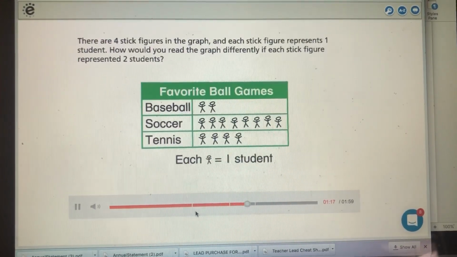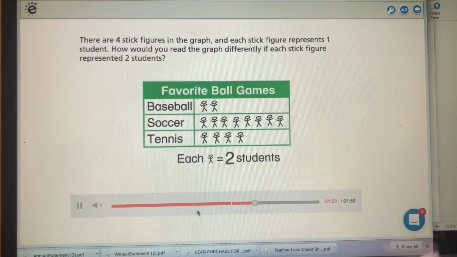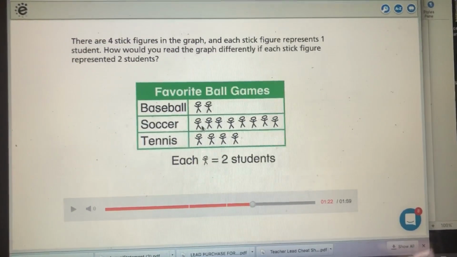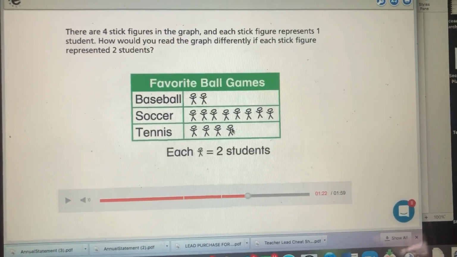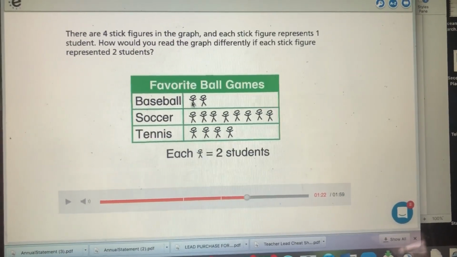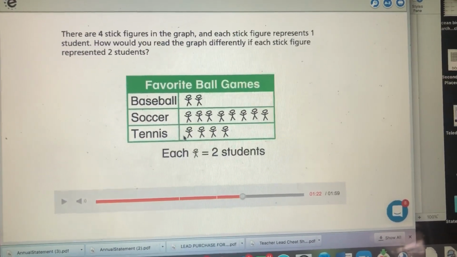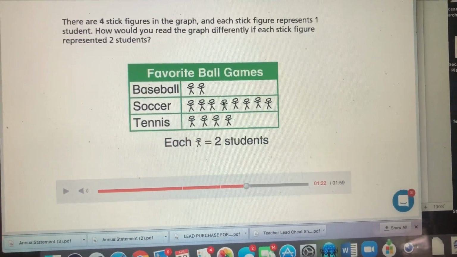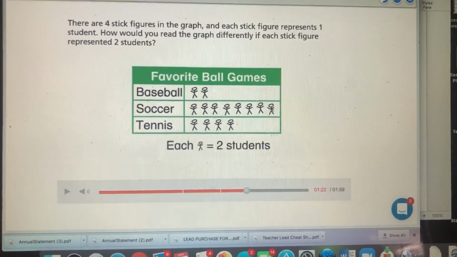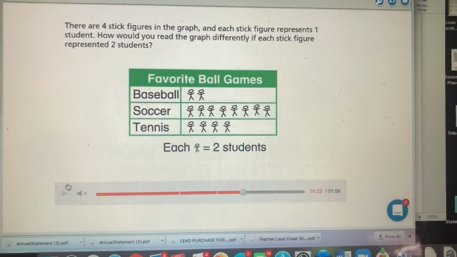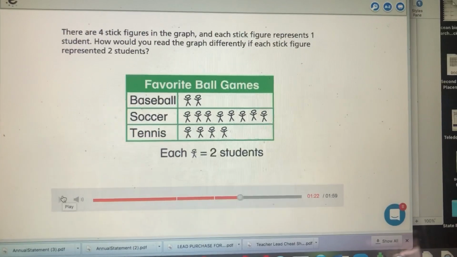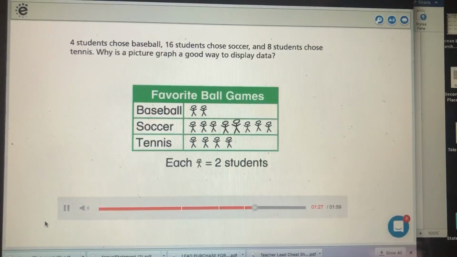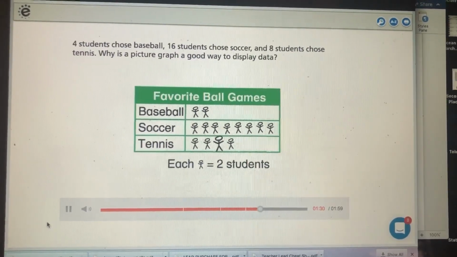How would you read the graph differently if each stick figure represented 2 students? Well, then it would be 2, 4, 6, 8 students liking tennis, or 2, 4 students liking baseball. You would skip count with the numbers. So here you would go 2, 4, 6, 8, 10, 12, 14, 16 students would be under soccer. 4 students chose baseball, 16 students chose soccer, and 8 students chose tennis.